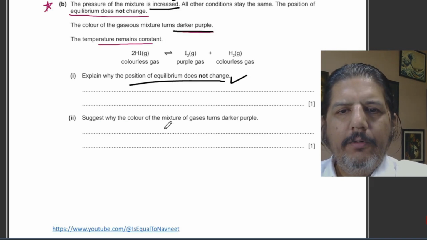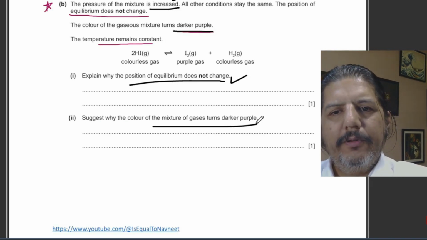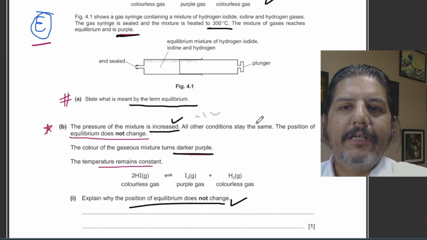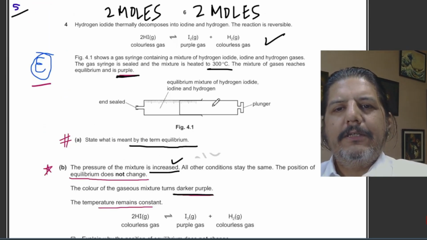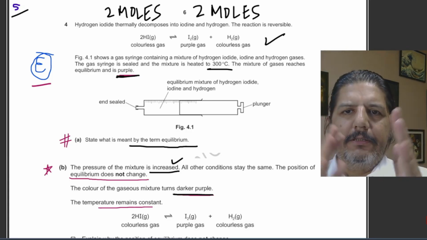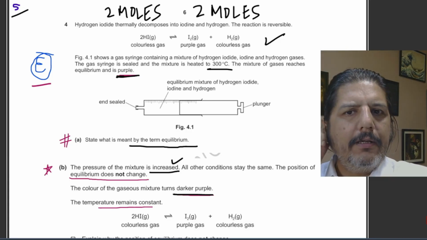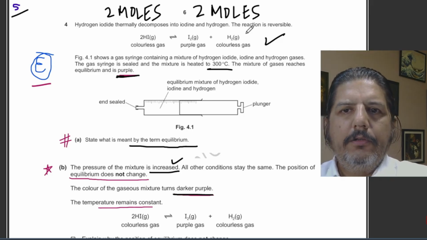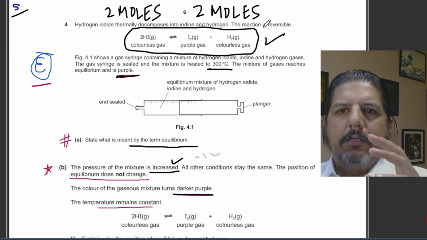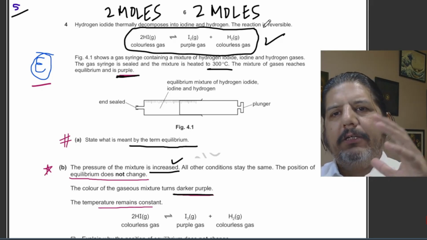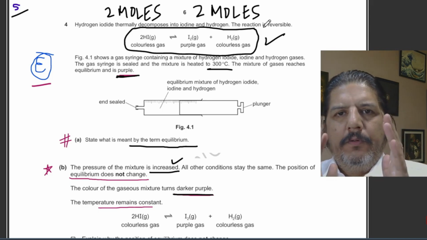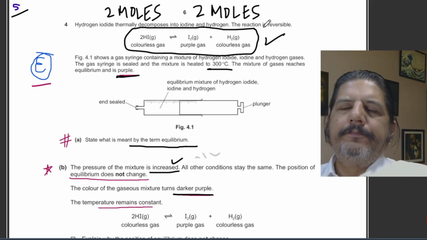Okay? Now the interesting question is, suggest why the color of the mixture of gases turns darker purple. So what exactly does happen? See, now you need to understand that once you have increased the pressure, though the equilibrium has not shifted, the volume of the gas, the volume of the product is being confined to a lesser volume.